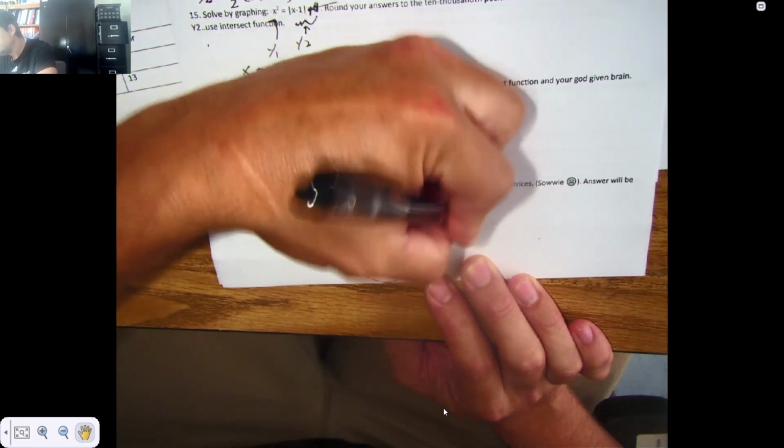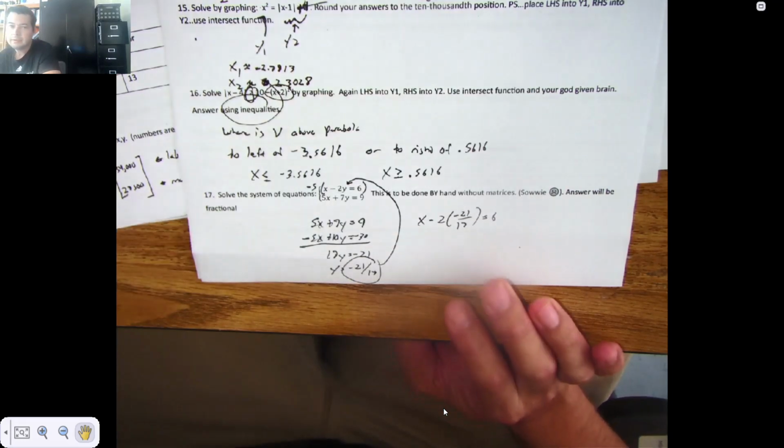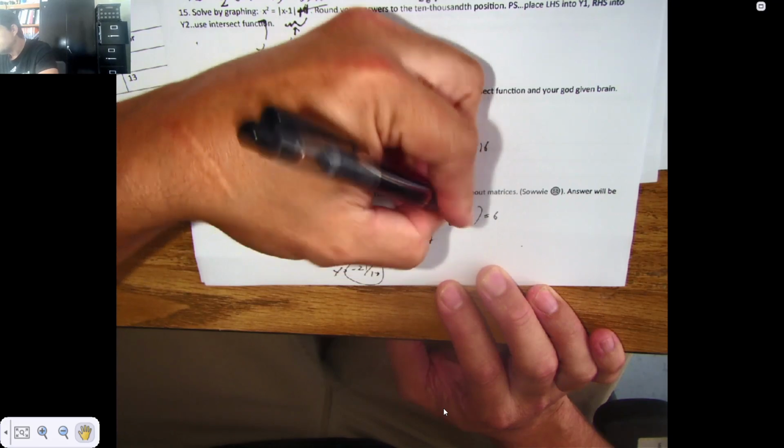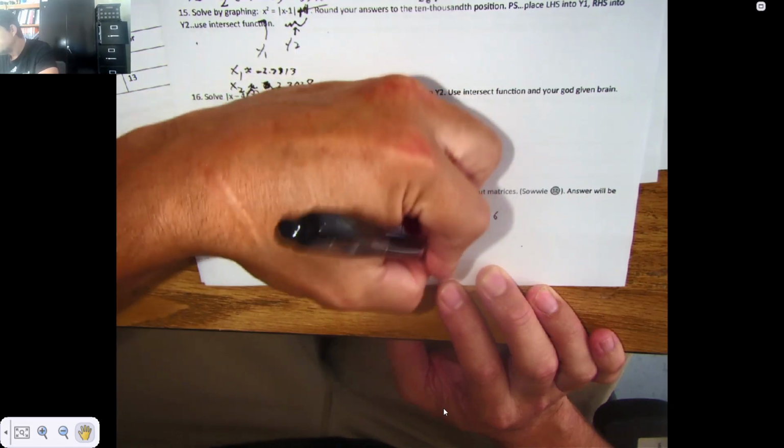Take that, put it right there. x minus 2 times -21 over 17 is 6. x plus, because a negative times a negative is positive, 42 over 17 is 6.